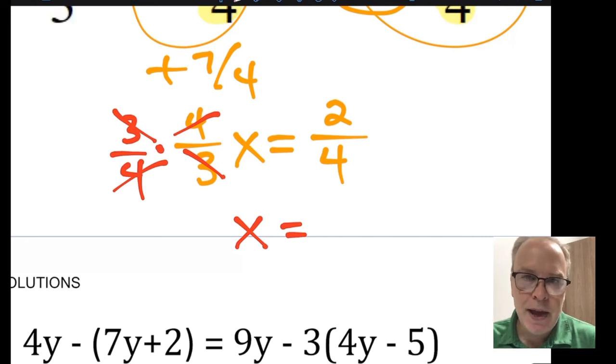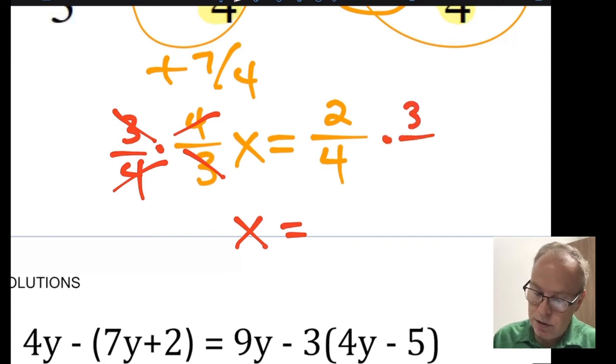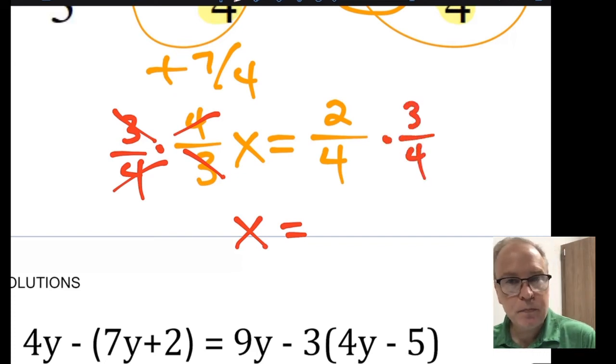See, our evil plan worked here. We got rid of the 4/3. We want to get rid of fractions, right? Because we hate them. So if we multiply by the reciprocal, it will get rid of the fraction. Now, whatever you do to one side, you have to do the other. So times 3/4 on the other.